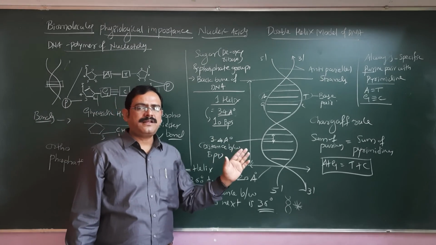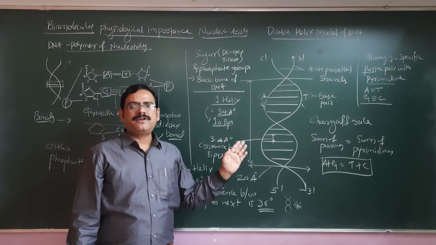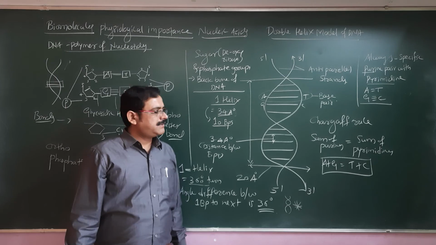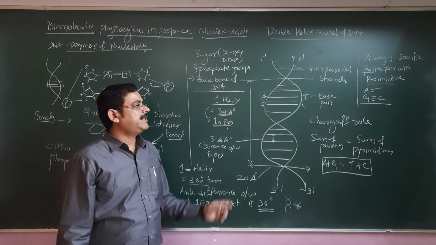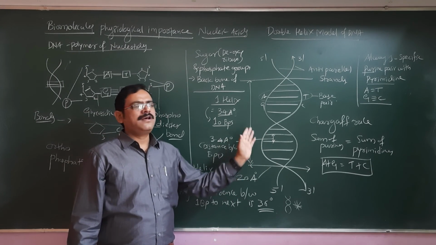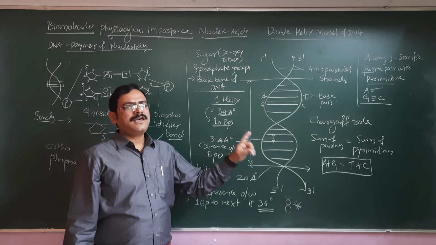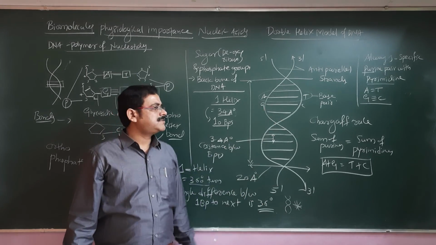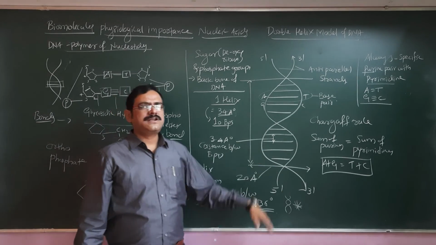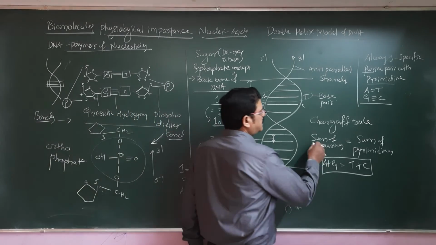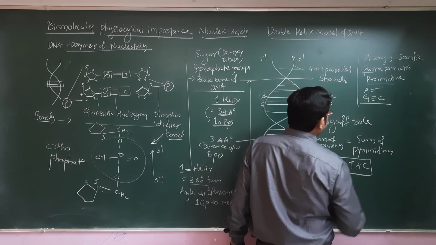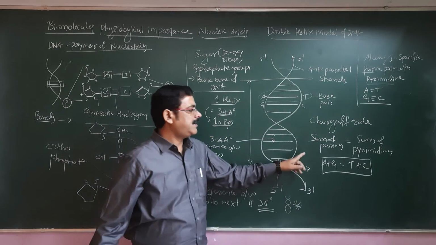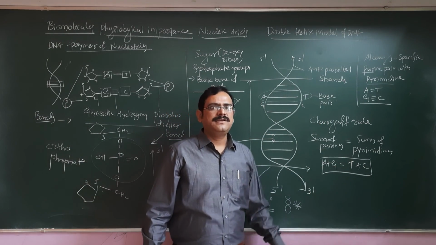Meaning a particular purine pairs with a particular pyrimidine. So adenine always pairs with thymine, guanine always pairs with cytosine. Adenine and thymine have 2 hydrogen bonds between them. Guanine and cytosine have 3 hydrogen bonds between them. According to Chargaff's rule, the sum of the purines is always equal to the sum of the pyrimidines, meaning adenine plus guanine is equal to thymine plus cytosine.